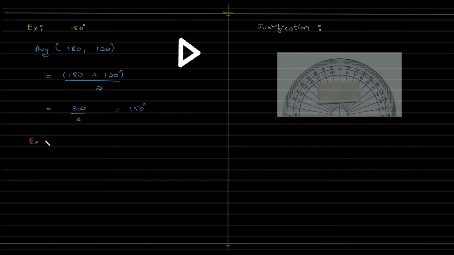So if I want to construct 90°, how to do this? Take an average between, say, 120° and 60°. So this will give me 120 plus 60 by 2, and this is clearly 90°. 180 by 2 is 90°. This is how you can construct any angle.